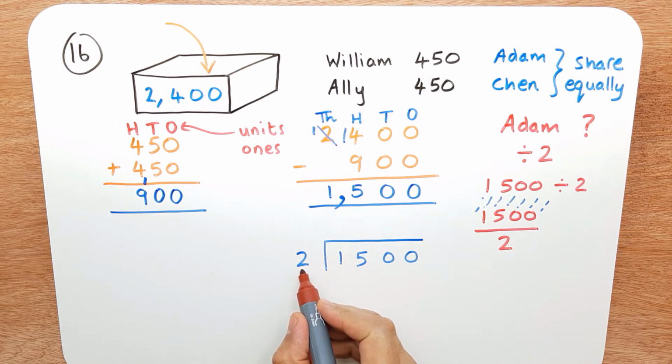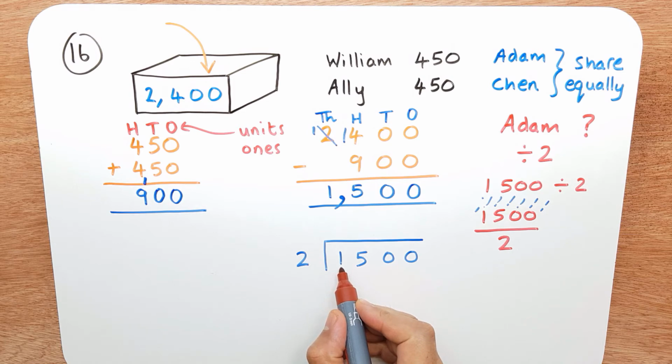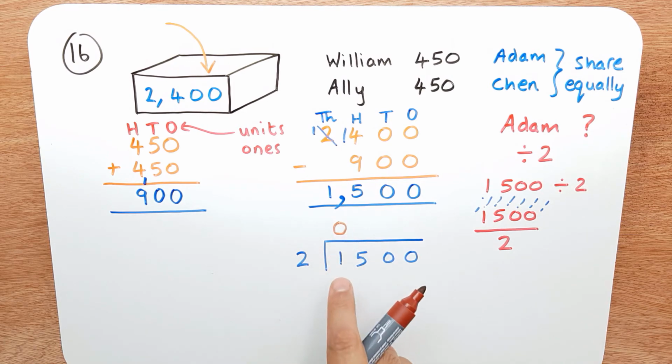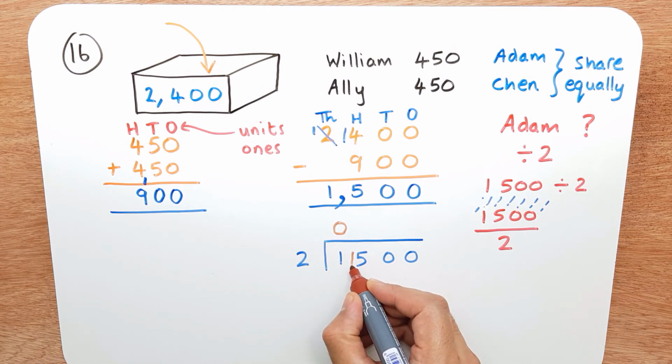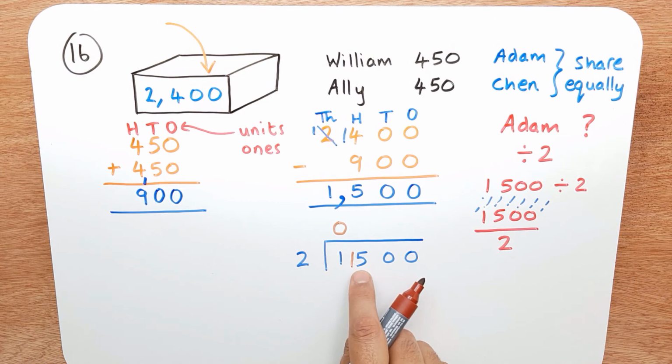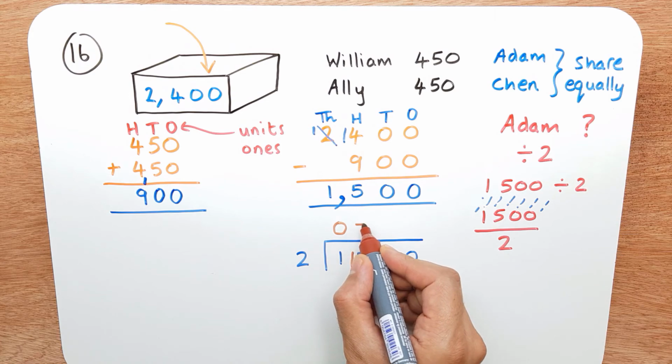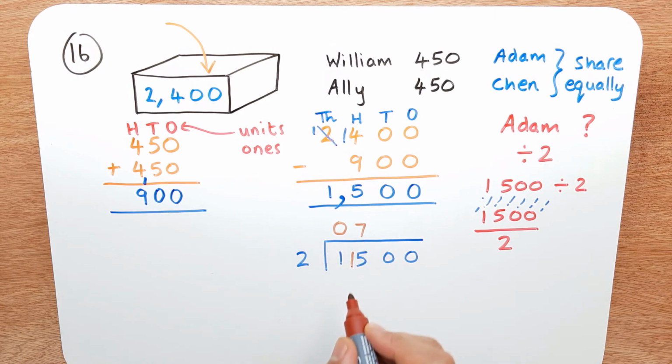How many 2s are there in this 1? This 0. And then that 1 we carry over. It's like a remainder. Now that 1 has turned this 5 into 15. So this is now 15. So how many 2s are there in 15? I know my 2 times table. I know it's going to be 7, remainder 1.